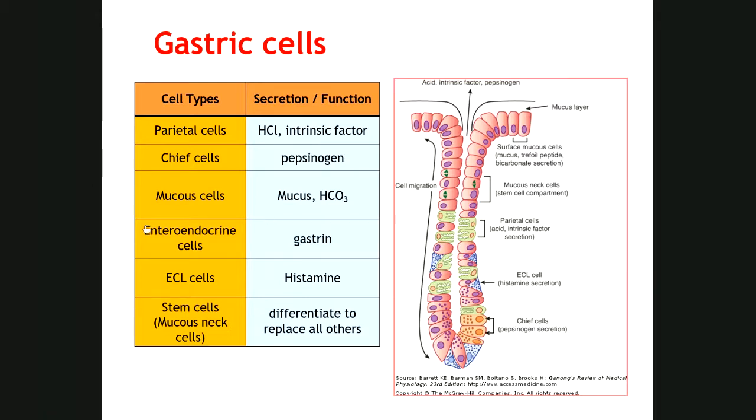Enteroendocrine cells secrete gastrin that enhances the gastric secretion and motility. Enterochromaffin-like cells, ECL, secrete histamine, which is also part of the hormones enhancing the gastric secretion and motility. Okay. In addition, we have some stem cells which are highly dividing, replacing those cells which are damaged by the acidity or the digestive elements of the gastric mucosa. Some cells will be lost, although we have the protective mechanism.